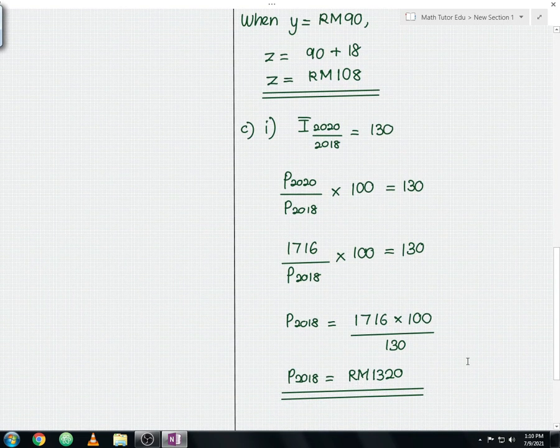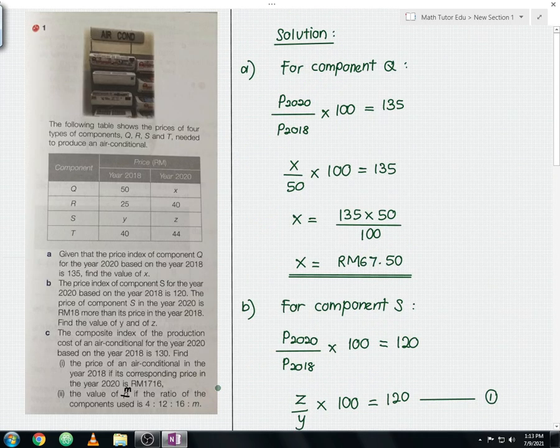Okay, so from here let us proceed our discussion for the question C part 2. For the question C part 2, we are required to find the value of M if the ratio of the components used is 4:12:16:M. So this ratio is representing the weightages of the components respectively, in this case, component Q, R, S and T.